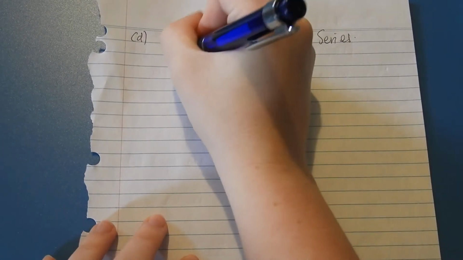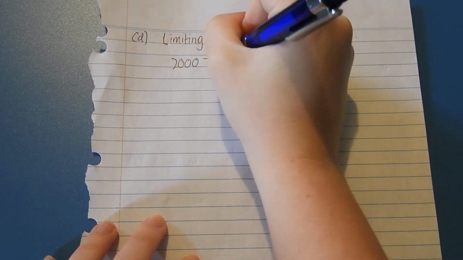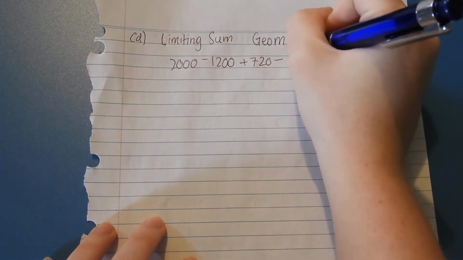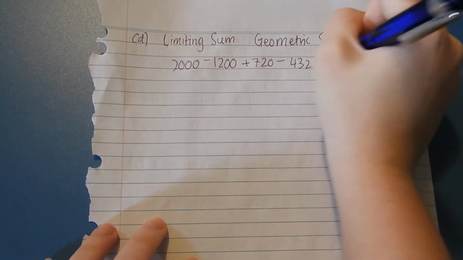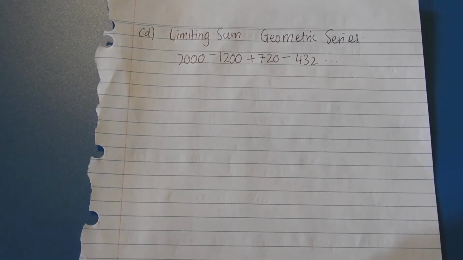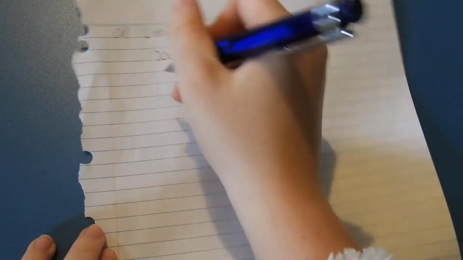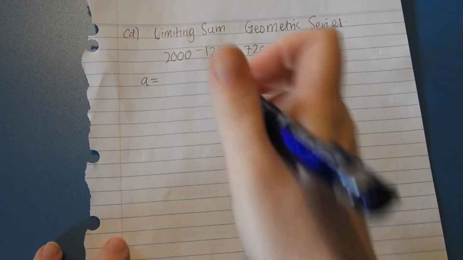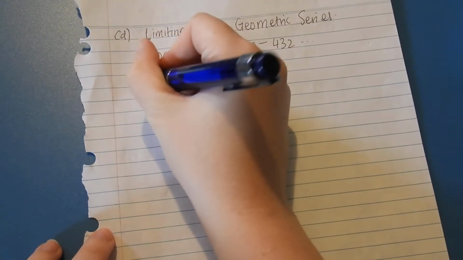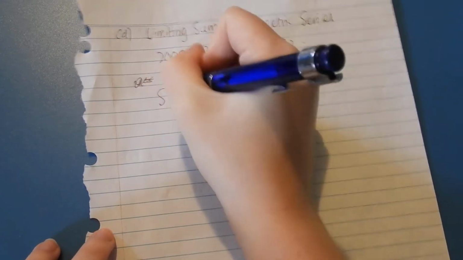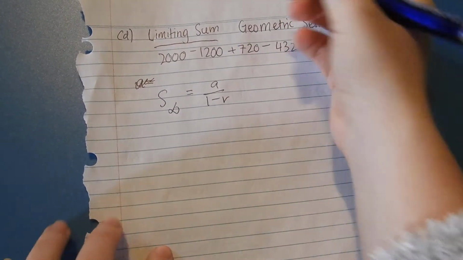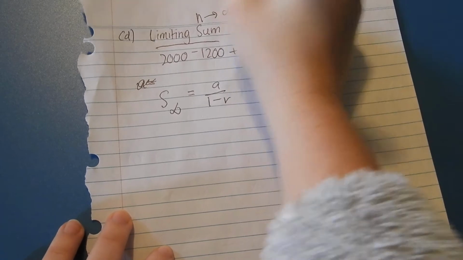So we've got this series, 2000 minus 1200 plus 720 minus 432, and so on. We know a is the first number in the equation. So we know the limiting sum. First, we use this equation: S infinity is a on 1 minus r, because we know the limiting sum means n is going to infinity.